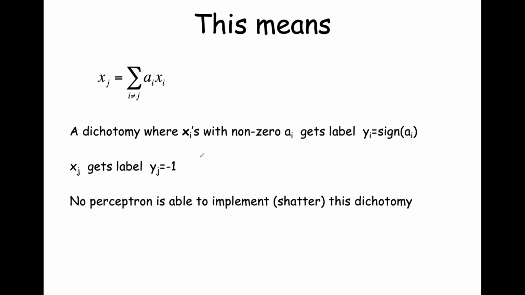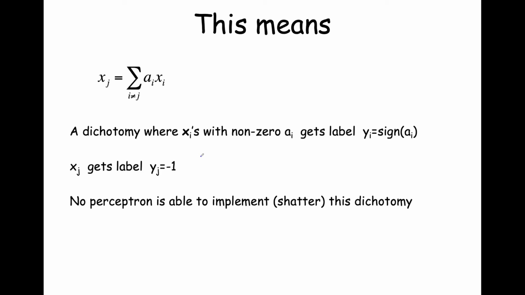And so we're going to imagine a dichotomy where each of the x's, our points, with a non-zero coefficient a_i, is going to have a specific label. That label yi can be +1 or -1. It's going to be the sign of that coefficient a_i. So if a_i is positive, it's going to be a label of +1. If a_i is negative, the coefficient, it's going to be a label of -1. So that's how we're going to assign the labels, the ground truth, and this is a type of dichotomy.